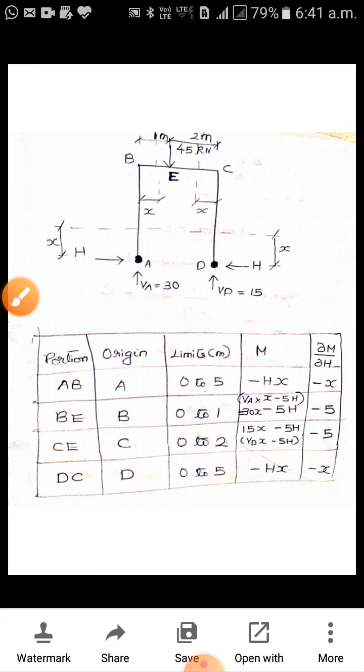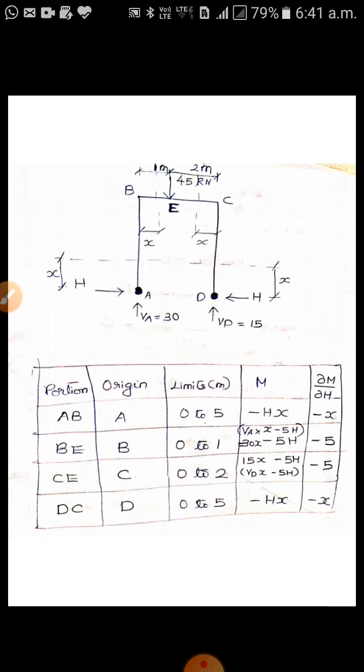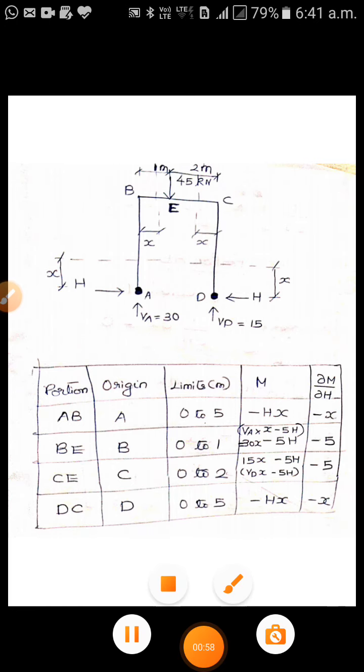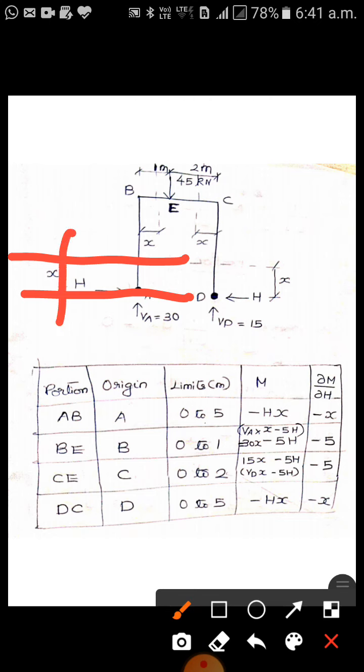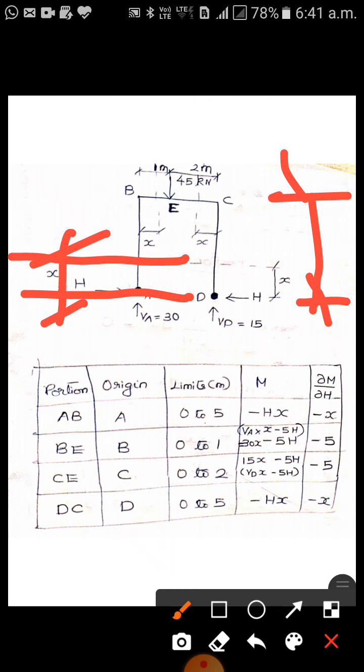So again we'll have the portions and origins. Portion AB will take the origin from A. So we are marking X from A as origin, so this is going to be X. So origin A and limit 0 to 5. The maximum distance of AB and CD was only 5. So 0 to 5 meters.